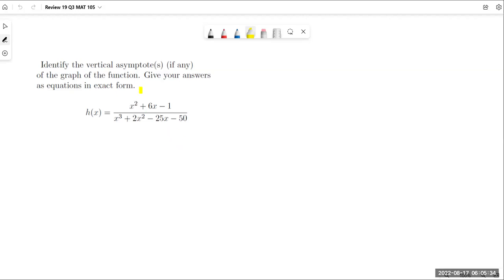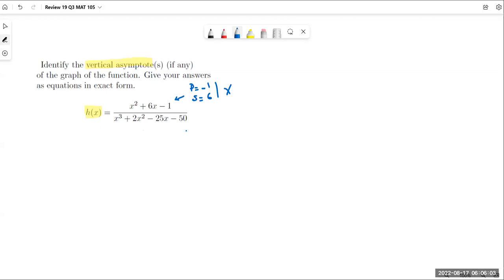Okay, so in this question, we want to figure out the vertical asymptotes for the following function. What we notice first is that I cannot factor the numerator. If I look for two numbers whose product is -1 and whose sum is 6, there are none, so this is not going to give me any answer. So x squared plus 6x minus 1, I cannot factor it.